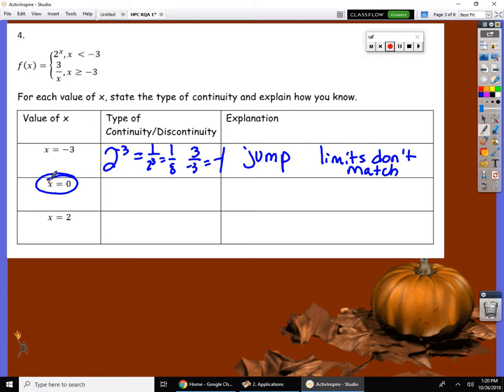Now, is that case going to apply for this one, 0? No. 0 is not a transition number. How do I know 0 is not a transition number? It's not in the limit. It's not in the restriction. So there's only one equation that I can plug 0 into. And what would it be? The top one. So that's going to be 2 to the 0, which is 1.